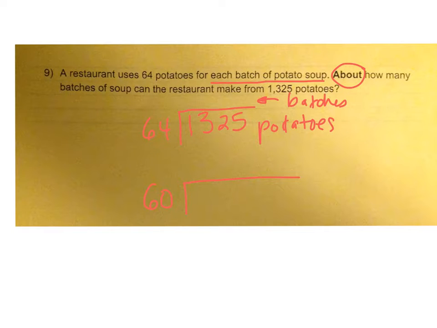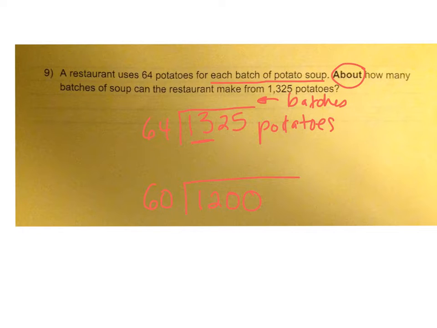Now here's where I have to be a little creative. I need my number, my dividend, to be something I get to when I count by 60s. I see this number starts with 13, and that is not in the 6 times tables. So I'm going to change it to 12 because I know 6 and 12 are really compatible. They like each other. So I'm going to change this to 1,200, which is close to the actual dividend that I have.